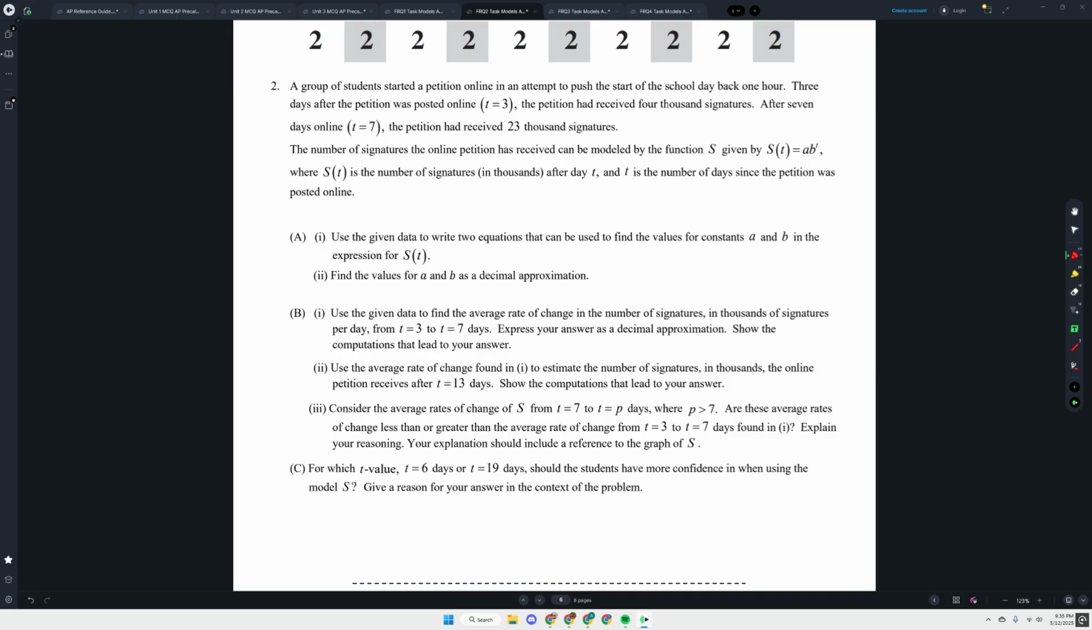Okay, yeah. So this will be our last FRQ for today, the last AP Precalculus thing I will be teaching for this AP exam season. We will be ending at 10.